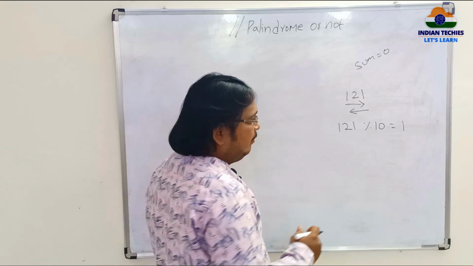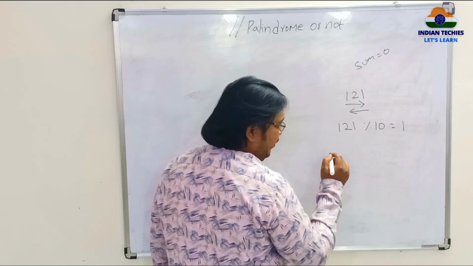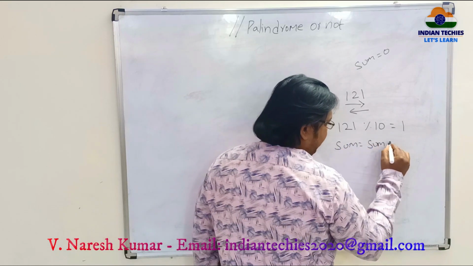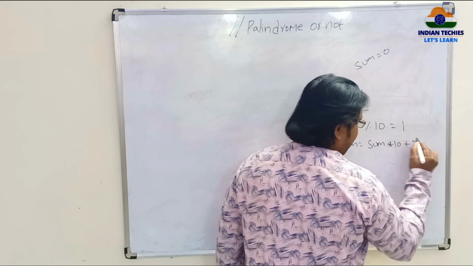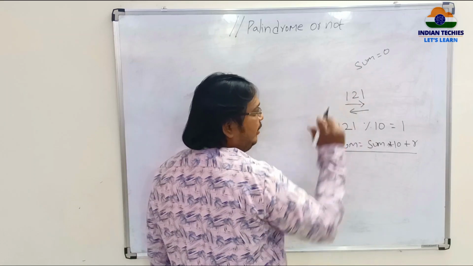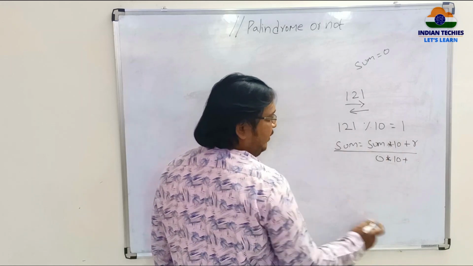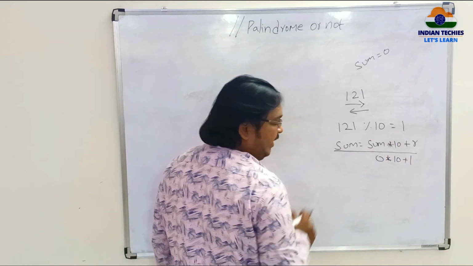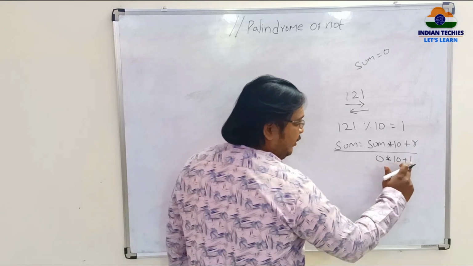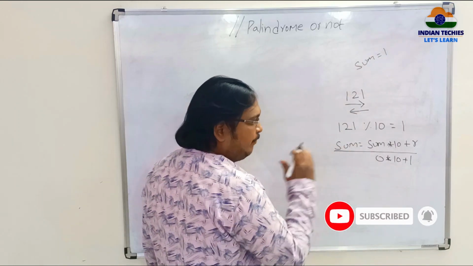Now, this value has to be multiplied. So we will use a logic: sum is equal to sum into 10 plus r. This logic has to be applied. What is the initial value of sum? 0 into 10. What is the first remainder that we got? 1. So 0 into 10, as per precedence and associativity, is 0. 0 plus 1. Now, what is the sum value? It has become 1. So this is step 1.